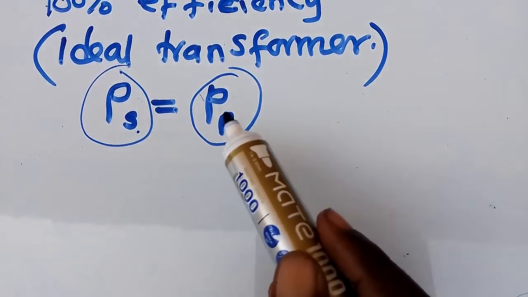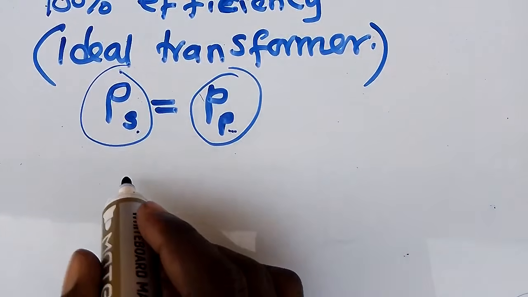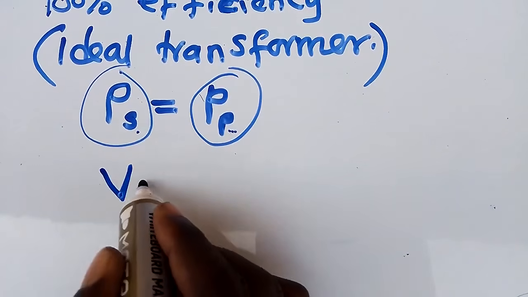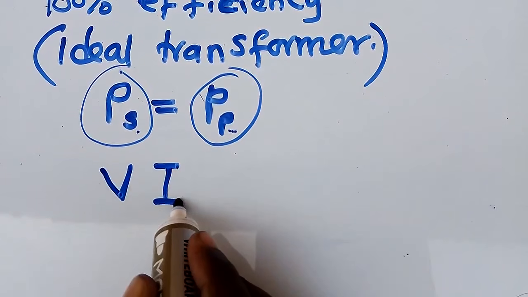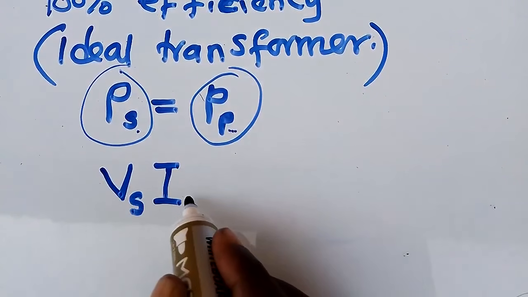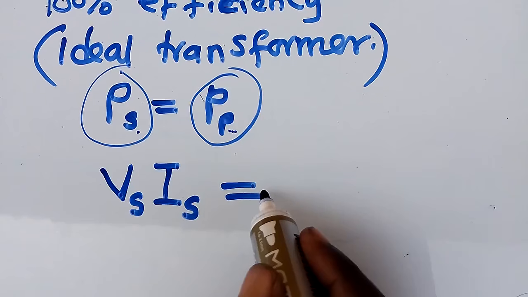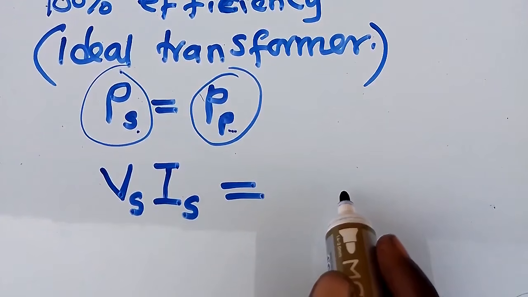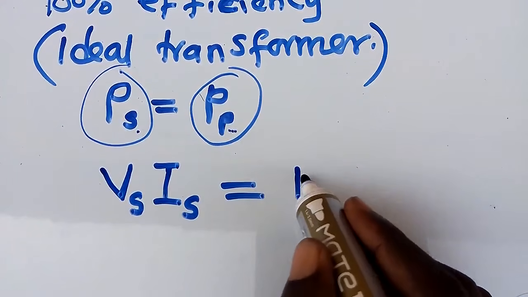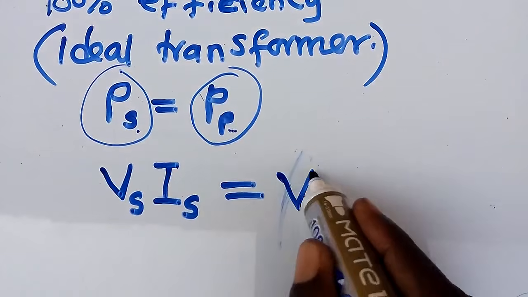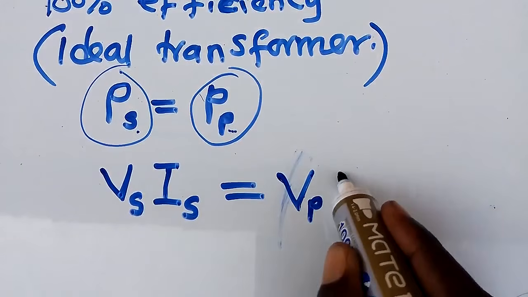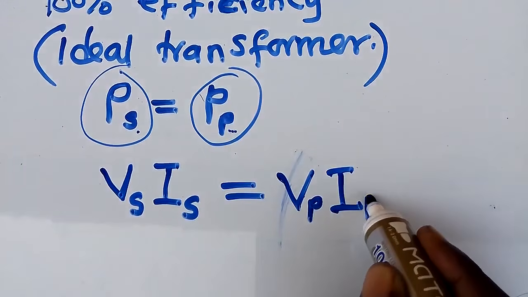Which means that you know the formula for power. We know that power is equal to what? Voltage times current. So we are going to say secondary voltage times secondary current, which is equal to power in the primary. So primary, we say, okay, this is the same: voltage, so I'm going to put P, then current, P there.